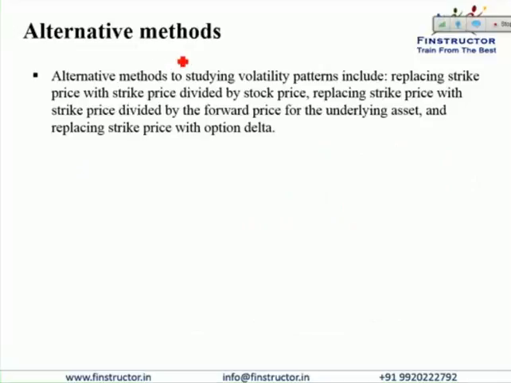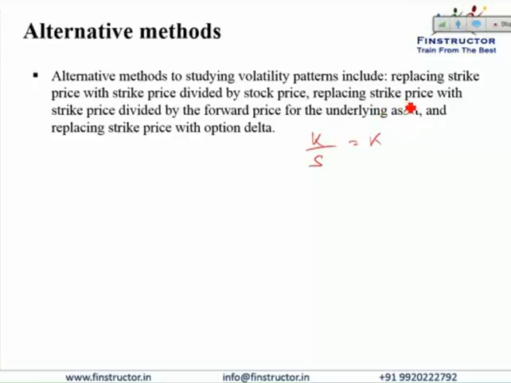Various alternative methods have been used to study implied volatility. Implied volatility can be calculated at any strike price. You can replace the strike price with the strike price divided by the stock price, so K by S can be used as the K, making the option again deep in the money or deep out of the money, and then trying to see what the implied volatility comes out to be.